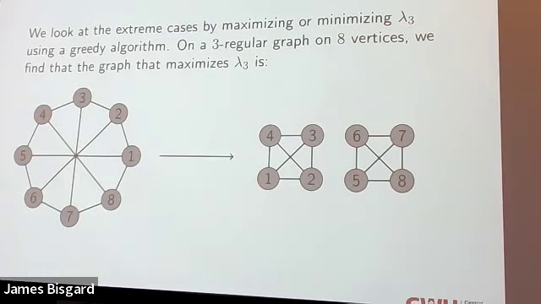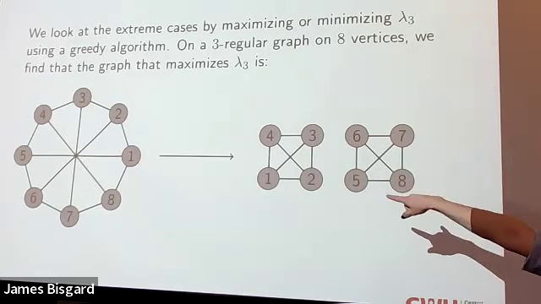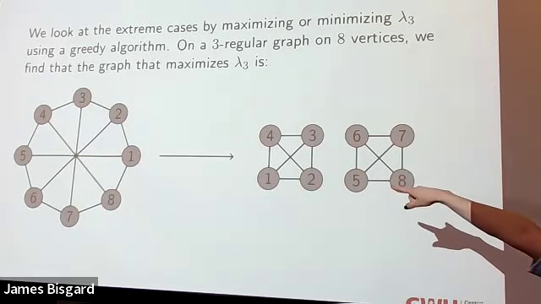We were doing this mostly with what are known as Wagner graphs. These are 3-regular graphs on 8 vertices. And what we found is if we plugged in a Wagner graph, we would get this: the disjoint union of these 2 complete graphs on 4 vertices each.